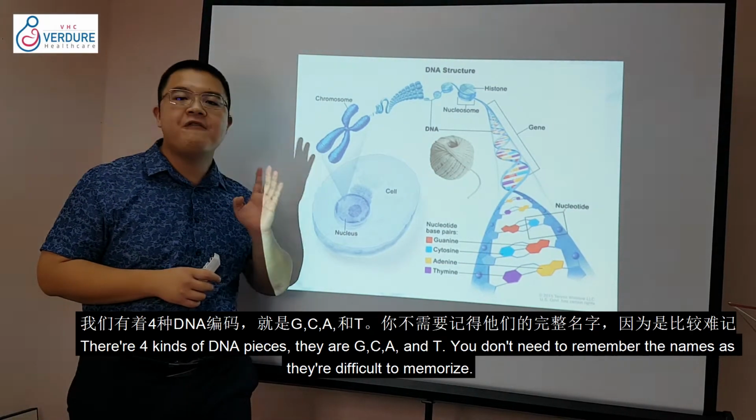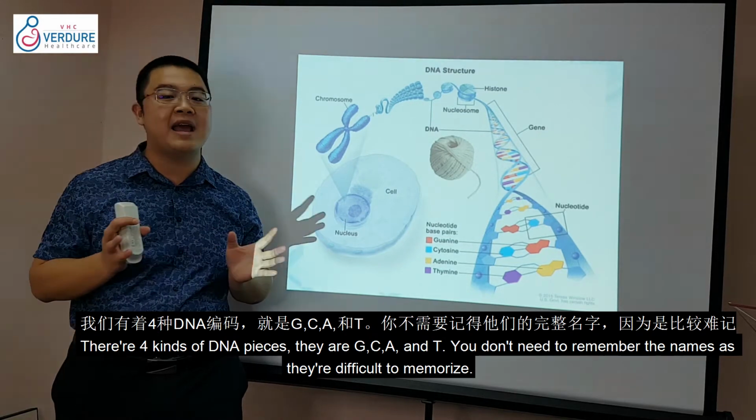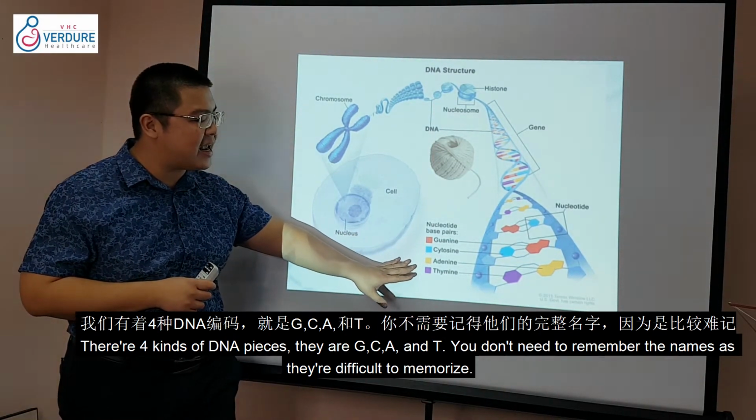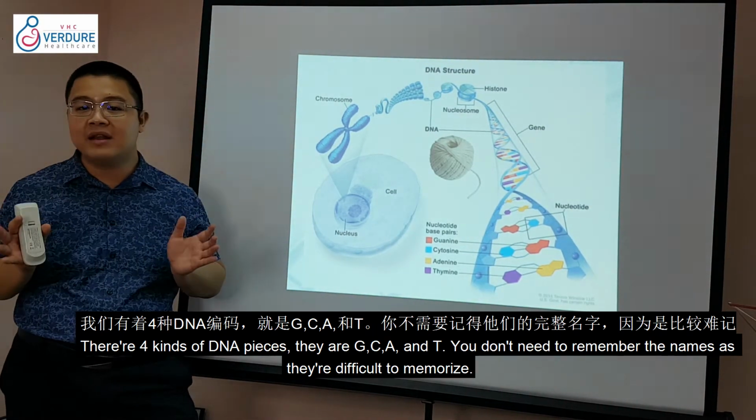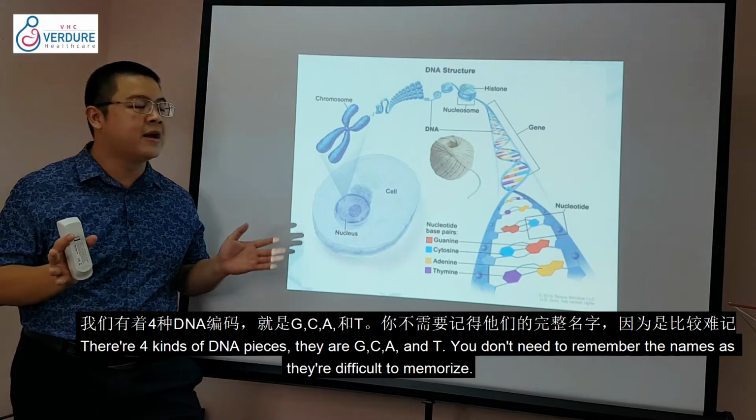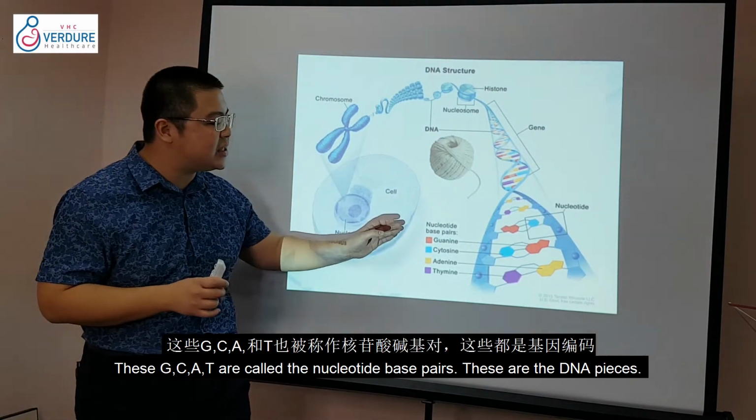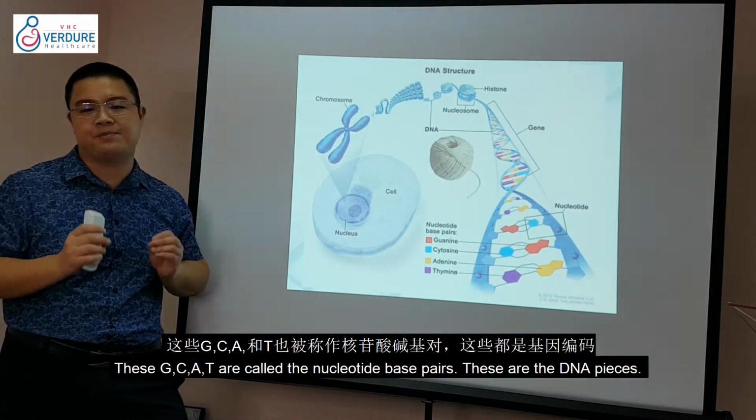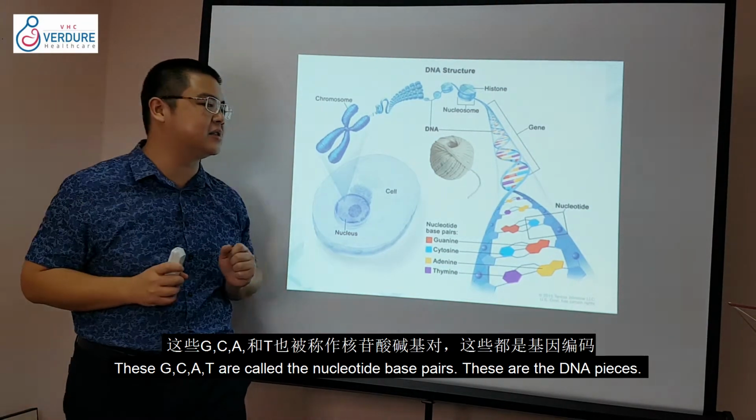Now, there are 4 kinds of DNA pieces, in layman's terms, and they include G, C, A, and T. You don't really have to remember the names, and they are really difficult to remember anyway, but what I hope you can understand is that these GCATs are called the nucleotide base pairs. So these are the so-called DNA pieces.